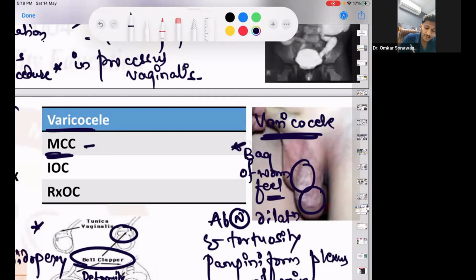Most common cause of varicocele is again idiopathic. मैंने बोला बहुत सारी causes हो सकती है, but the most common cause is idiopathic.